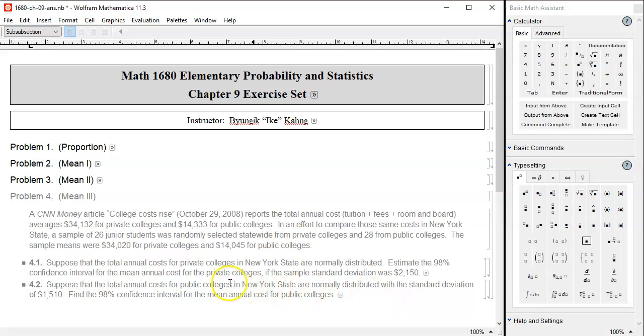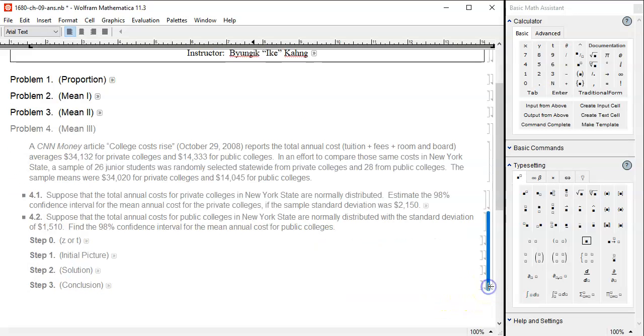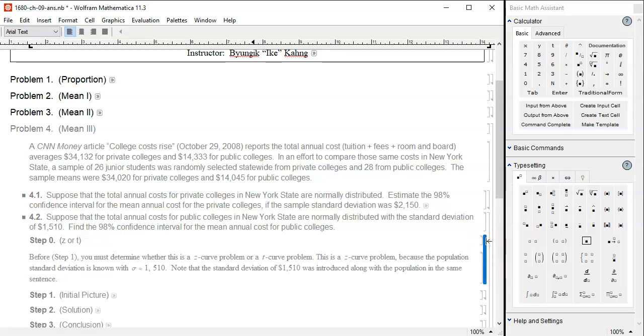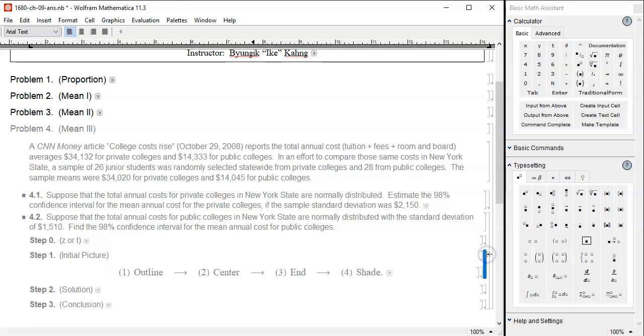But if you read carefully, we're talking about the distribution of the population, and in the same sentence, we're talking about the standard deviation. So this is sigma, the population standard deviation. So despite only a small sample size of 28, we have to use the z-curve. Tricky, isn't it? So this is a z-curve problem. We know the sigma value.